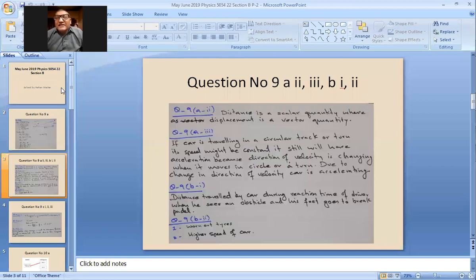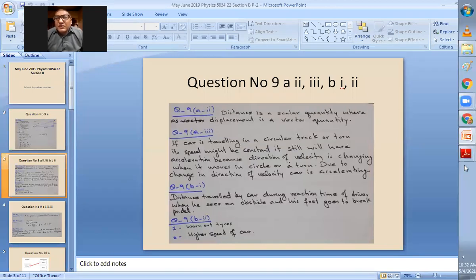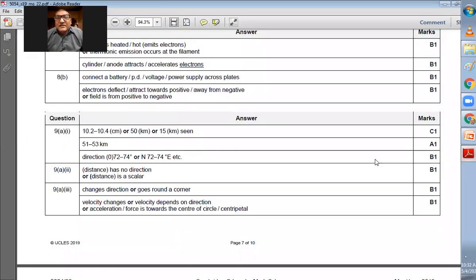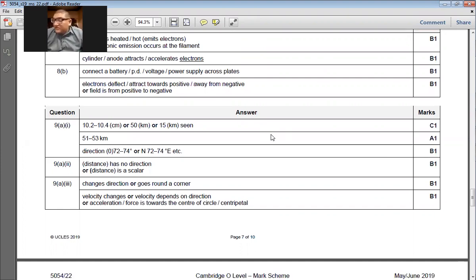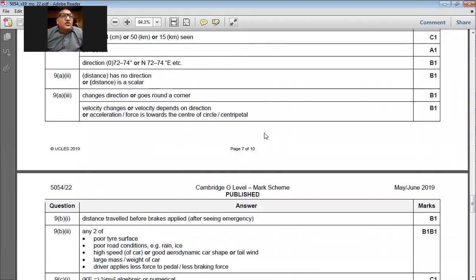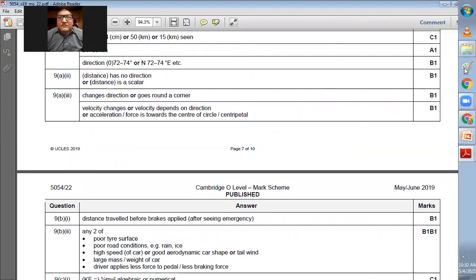So let's check the marking scheme for these 2 parts. Question number 9A, second part: distance has no direction, or distance is a scalar. Question number 9A, third part: changes direction or goes round a corner; velocity changes or velocity depends on direction; or acceleration. Force is towards the center of the circle, centripetal force. I think the answer which we have written is good. So let's move to the next question.